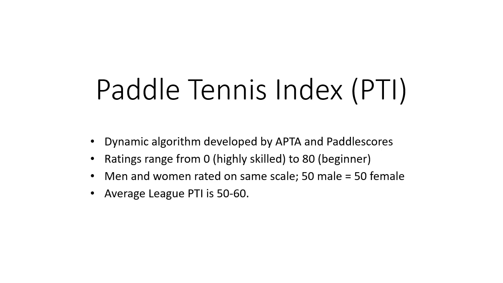PTI ratings range from a 0, which is a highly skilled player, to 80, which is a beginner with limited or no racket skills. Negative PTIs are possible, but these are primarily held by the elite players in the APTA. PTIs are standardized across genders and across all APTA leagues. For example, a male 50 in Pittsburgh is comparable to a female 50 in Cleveland. In general, the average PTI is between 50 and 60, with the men's average slightly higher.